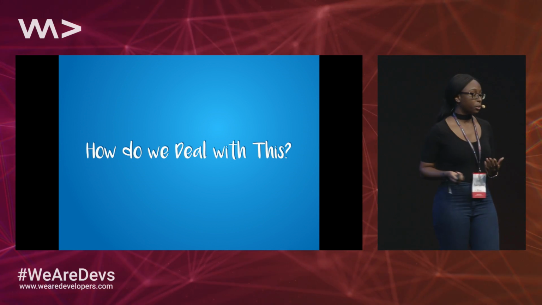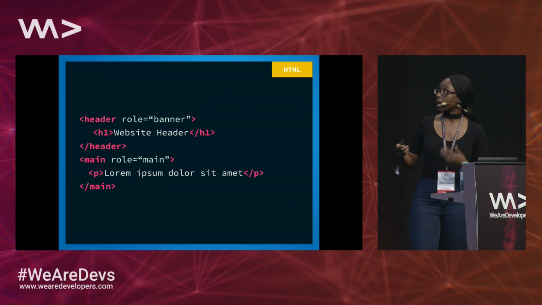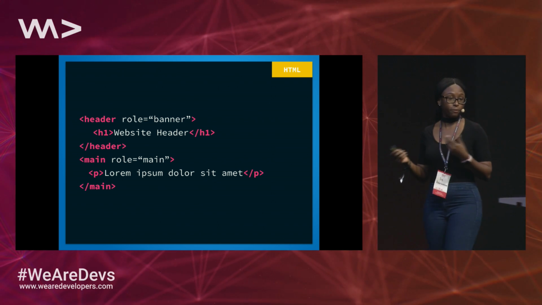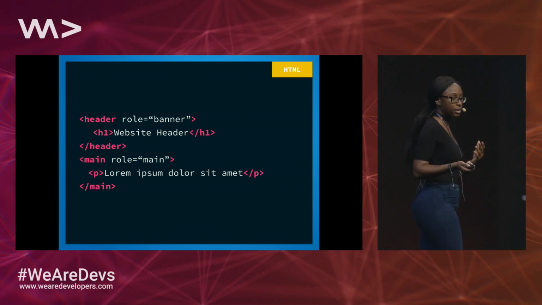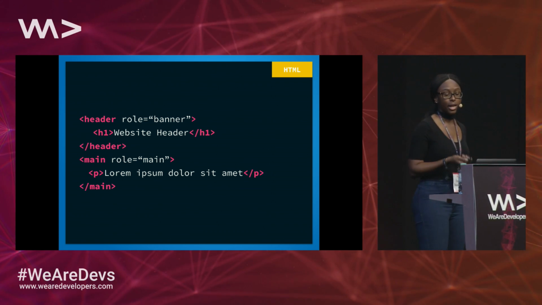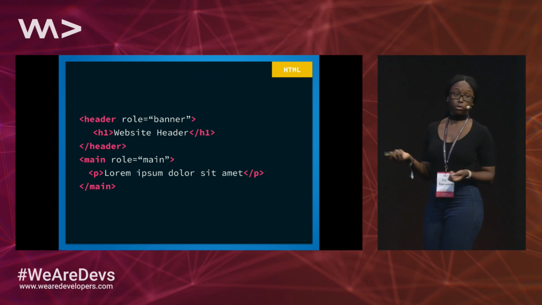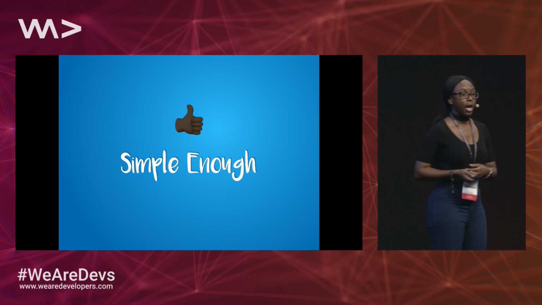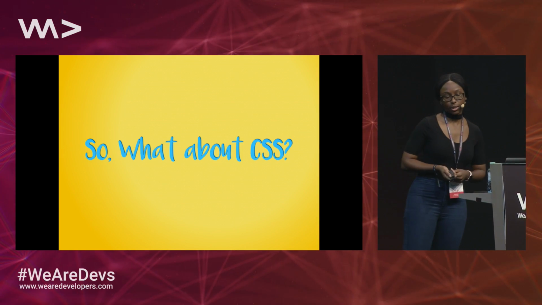So again, how do we deal with this? What we can do is use things like ARIA roles. So we fill that information in for browsers that don't already understand it. For browsers that don't understand what the main element is, they'll still get that same information from the ARIA role that we've passed. Again, pretty simple enough. So now, what about CSS?